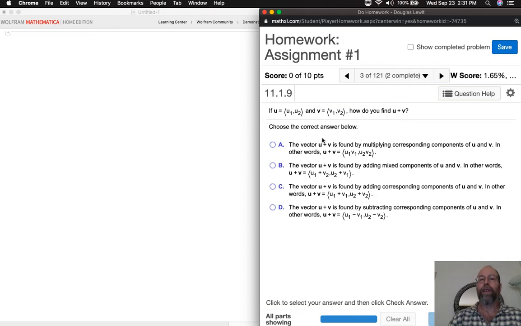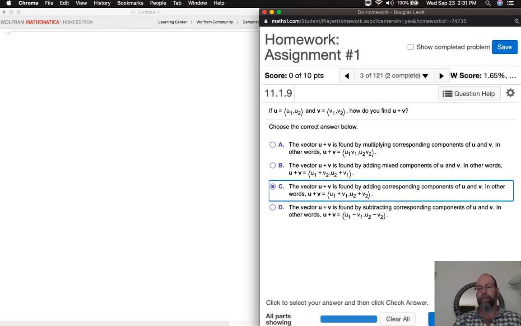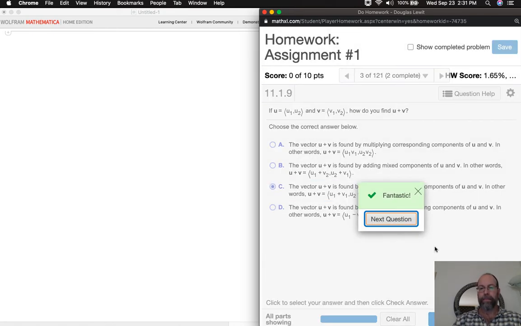If the u vector is equal to u1 comma u2 and the v vector is equal to v1 comma v2, how do you find u plus v? That's going to be pretty simple. That is simply u1 plus v1, u2 plus v2, the answer should be C. Okay, next question.